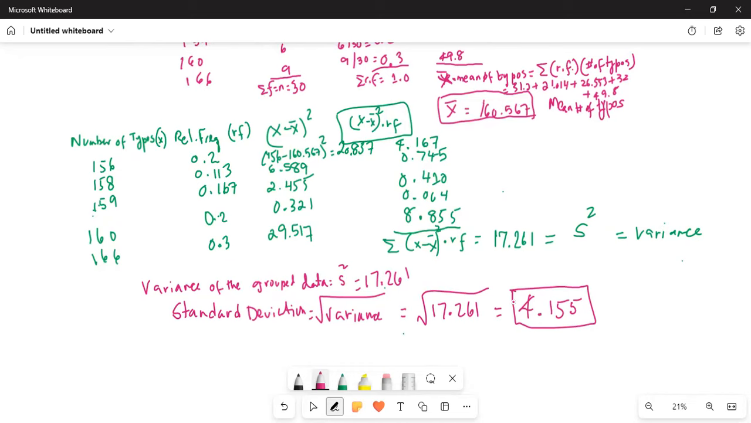Okay. So I'll stop here today. I showed you how to use the formula and get the mean and the variance. From the variance, you take the square root to get the standard deviation.